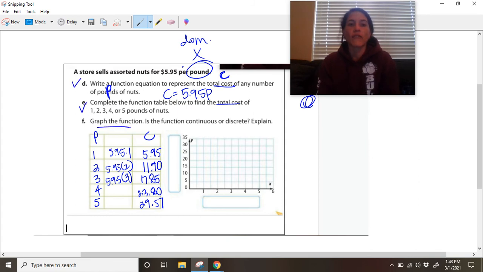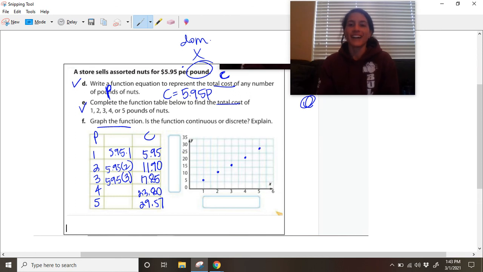Now F, graph the function. Is the function continuous or discrete? And explain. So before we can graph it, we need to answer, is it continuous or discrete? So 1 pound is $5.95. 2 pounds is $11.90, so it's a little bit more than 10. 3 is $17.85, so that's going to be in the middle. 4 is $23.80, and 5 is right before 30.